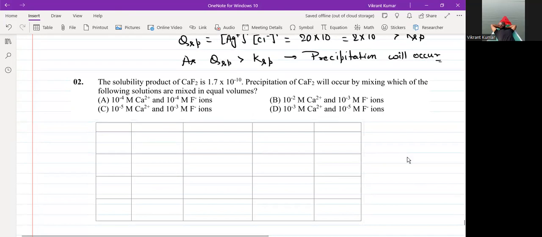So let's solve it in one go. We are talking about after mixing, obviously, because they are mixing equal volume. So we need to be very careful. How much is Ca2 plus, how much is F minus, what is QSP and KSP, which we already know. Every time it is 1.7 into 10 raised to minus 10.